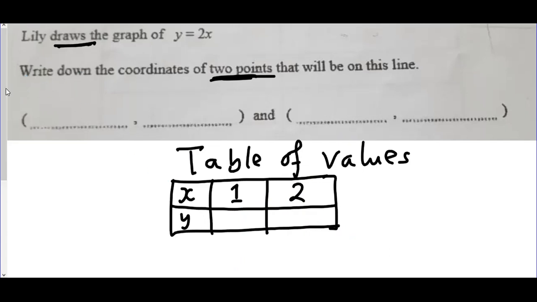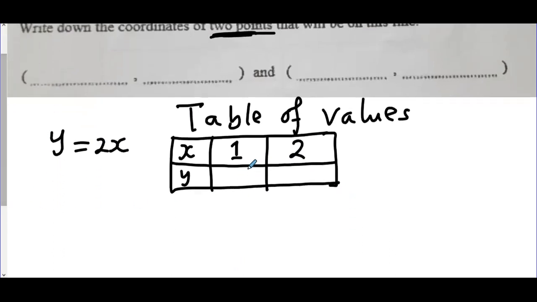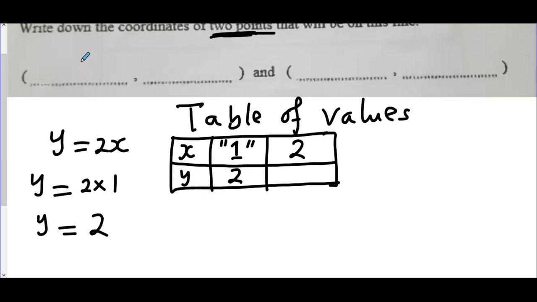Now, what is this equation I'm talking about? The equation is y equals 2x. So we're going to substitute the value of x as 1. 2 times x, x is 1, so this will be equal to 2 times 1. This makes 2. And when x is 1, y is 2. And what will be the coordinates? The coordinates will be 1, 2.